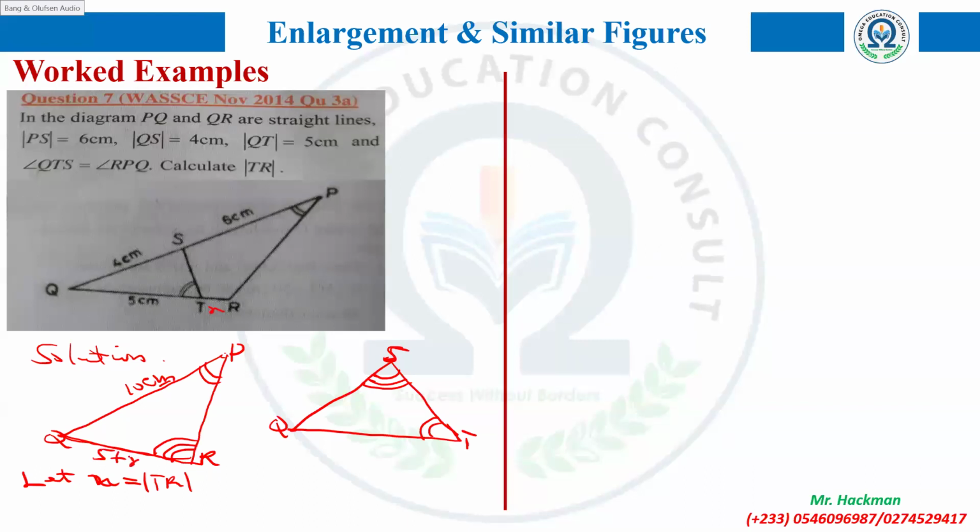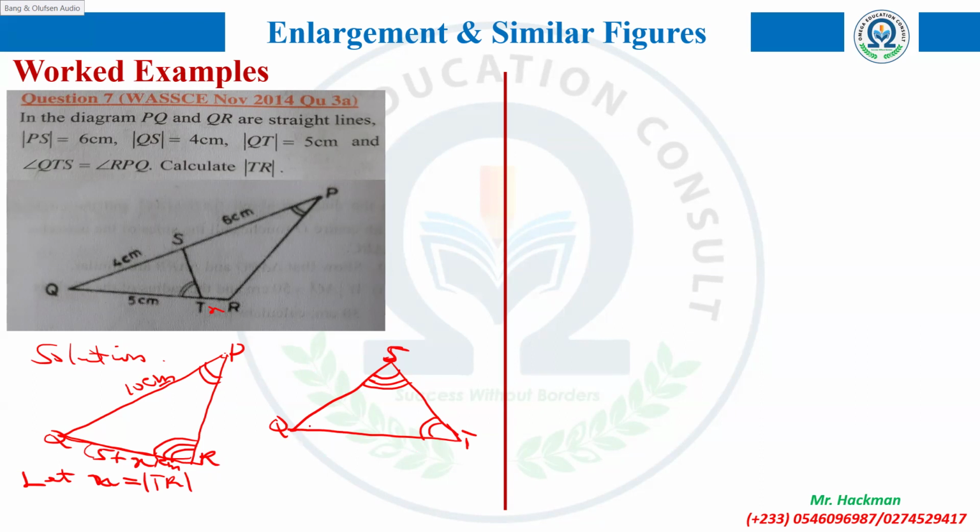Do you agree? Are you with me? Okay, so 5 plus X, if you like, you can put it in brackets and write centimeters. Okay, so now this is it. So the next one, do we know PR? We don't know. No idea. Now let's come to the other triangle.